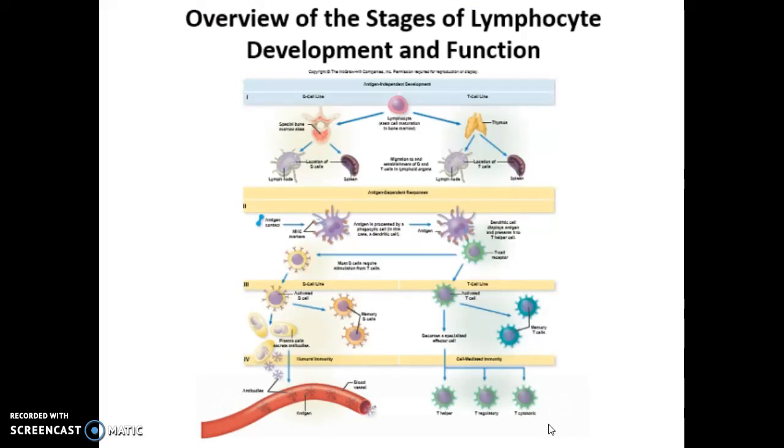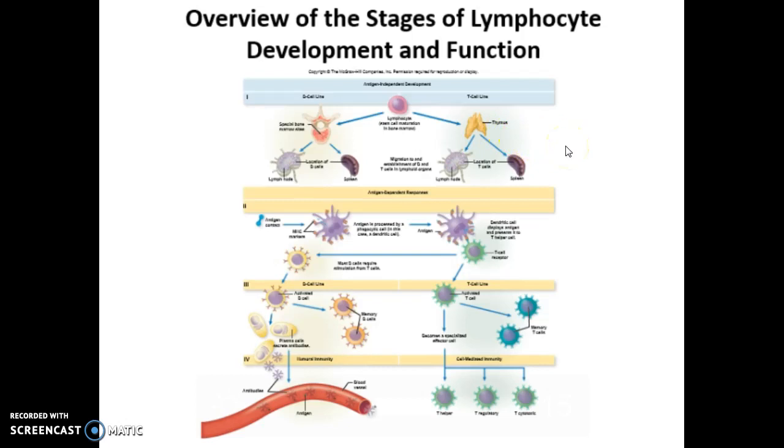Alright, so here is figure 13.1, an overview of the stages of lymphocyte development and function. What this slide shows you are the four stages of the specific immune response, so you want to list these out. The first stage is lymphocyte development and differentiation. That's in this first section here, where the B cells and the T cells are differentiating from a stem cell and developing. The B cells develop in the bone marrow. You've got the B cell line right here, and the T cell line is going to develop in the thymus.